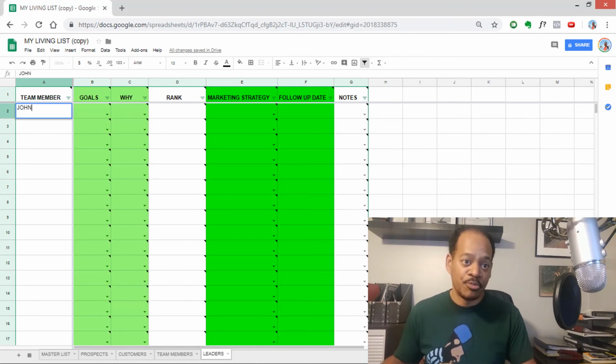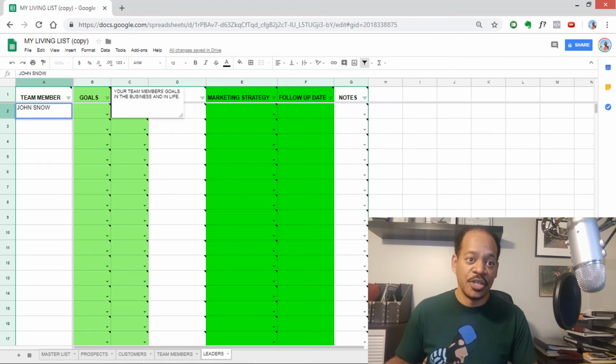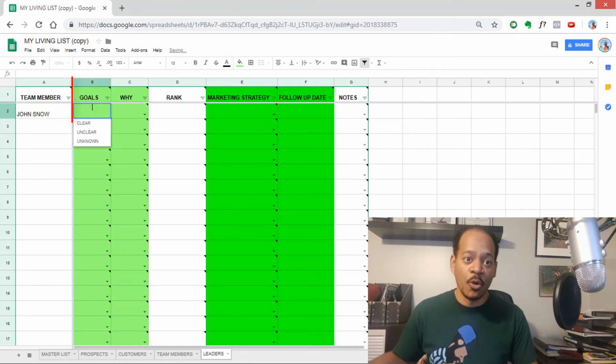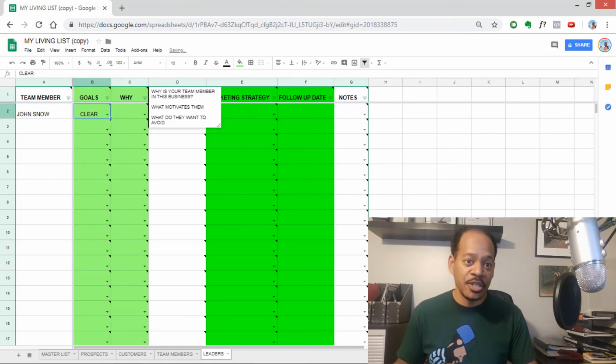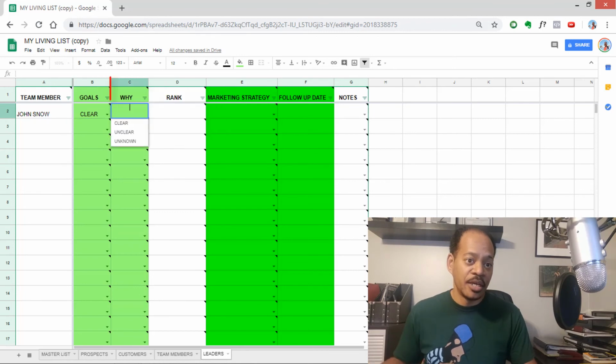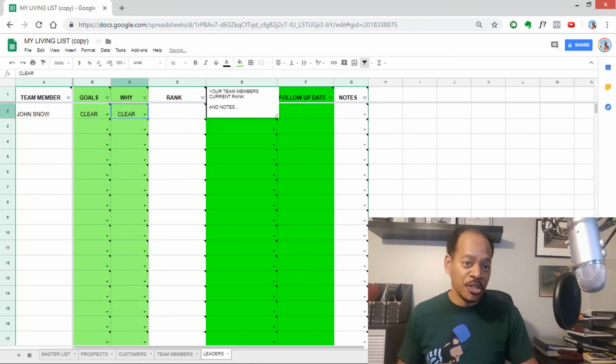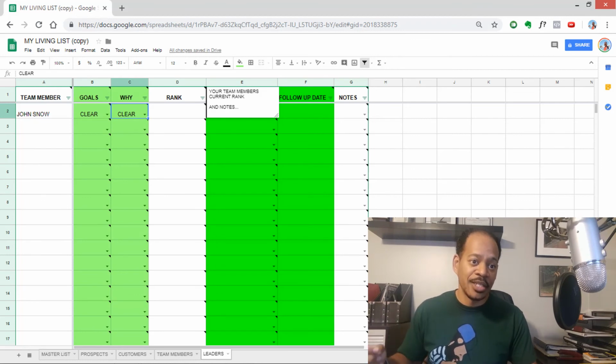Okay, so our leadership spreadsheet starts with our team member's name. And as you can see, we have another place for our leaders' goals and why, because their goals and why may have changed, especially if they're truly stepping up to a leadership position. Because your why and goals and your team members' why and goals will always change as you progress through the business. So be sure to do your best to have a clear understanding of what your leadership team member wants, needs, and is looking to accomplish.